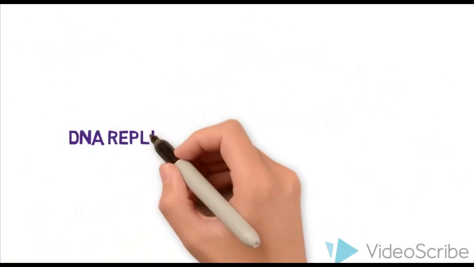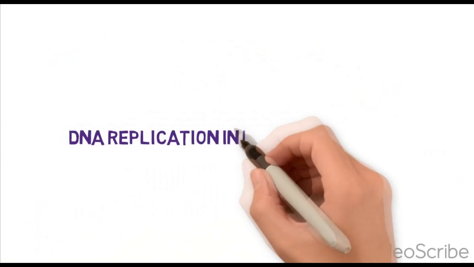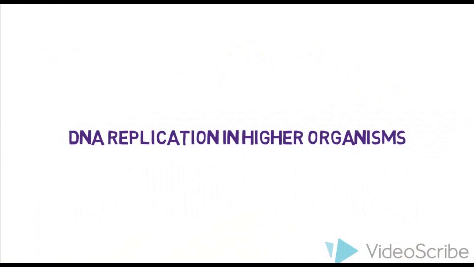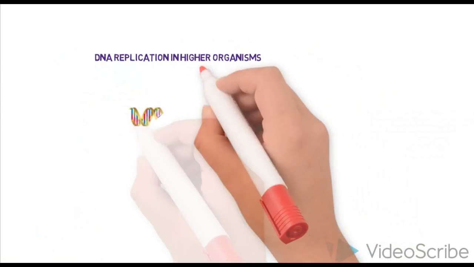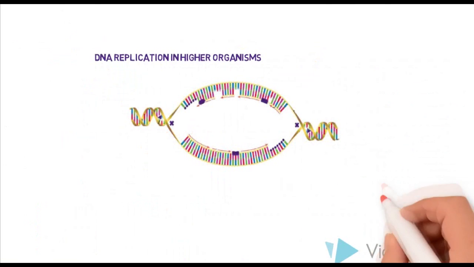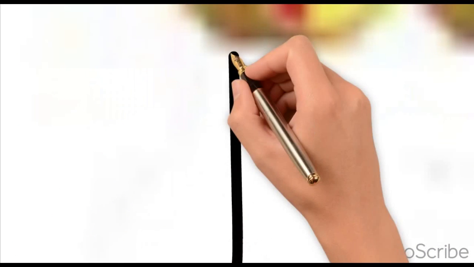DNA replication in higher organisms. You see a diagram with a DNA helix, which starts to replicate. And the strand of DNA has, the first one, 5 prime, and the opposite of that, the second, has 3 prime.